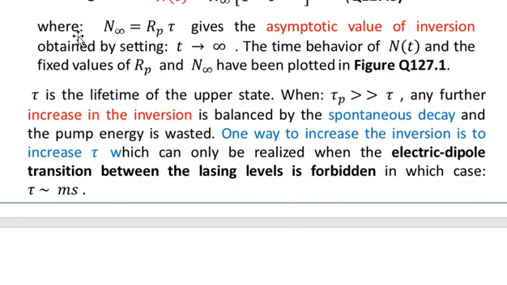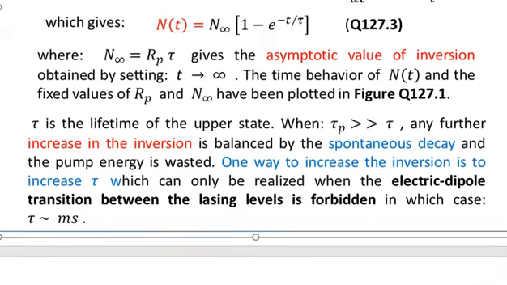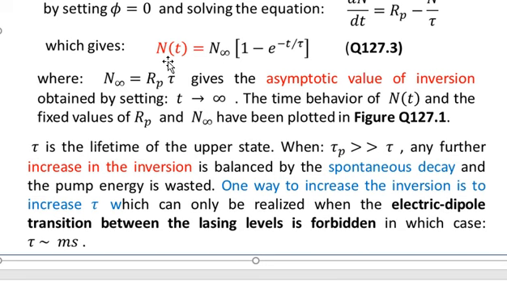So let me repeat again. N infinity is given by R_p times tau, and the population inversion, that is N as a function of time, gives the asymptotic value of inversion obtained by setting t goes to infinity. The time behavior of N of t and the fixed values of R_p and N infinity have been plotted in figure number 1.